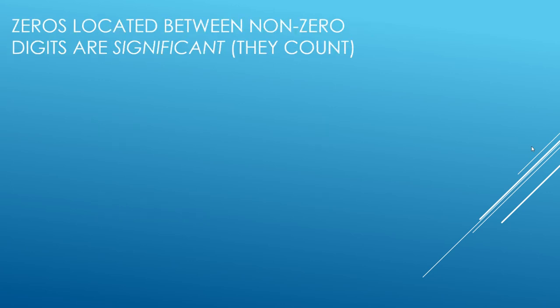Now once we start getting into zeros, that's where it gets a little tricky. Zeros located between non-zero digits are significant. They count. Take 12.003. Those 2 zeros are between non-zero numbers. They are significant. The 1, the 2, and the 3 are also significant. So all of the numbers in this number are significant. So we have 5 significant figures.